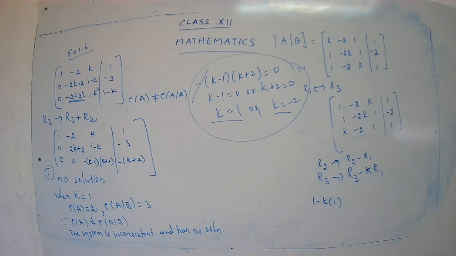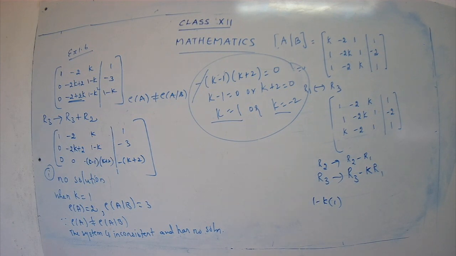Okay, let's proceed to the next subpart. What is the next subpart? The next subpart is for a unique solution. So when you have a unique solution, the rank of A, rank of AB and the number of unknowns are the same. That is, you should have the rank of A as 3, rank of AB as 3 and also n as 3.